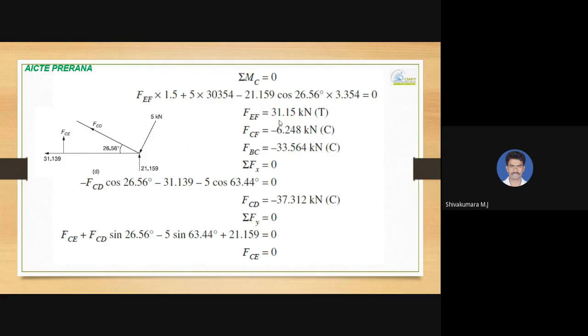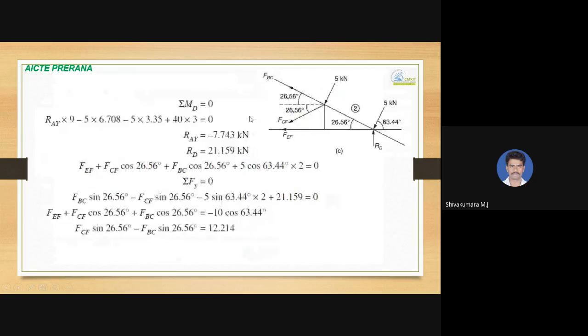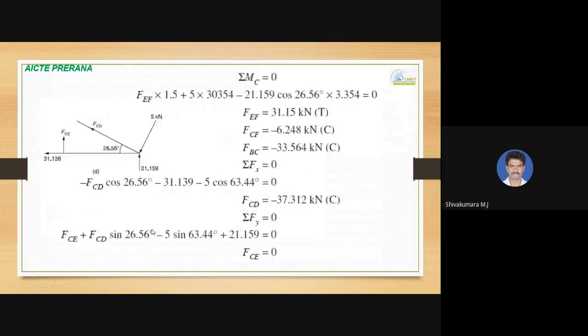So 31.15 is the value, and the sign convention for that is positive, so our assumption of tension force is correct. Substitute this value of FEF in this equation, so that only two unknowns remain in this equation, FCF and FBC. The same unknowns are there in this equation also. Solve these two simultaneous equations so that you will get FCF and FBC. If you get a negative sign, the member is subjected to a compression force, as shown here.